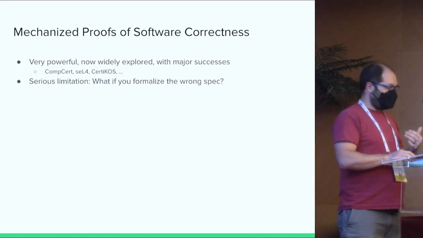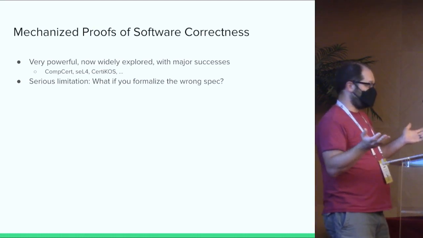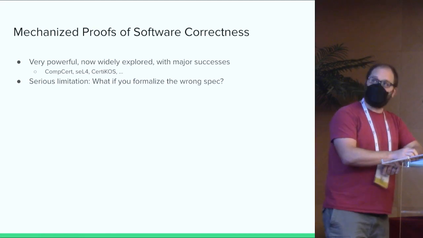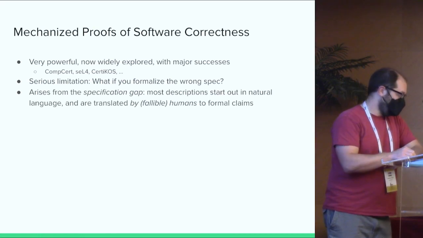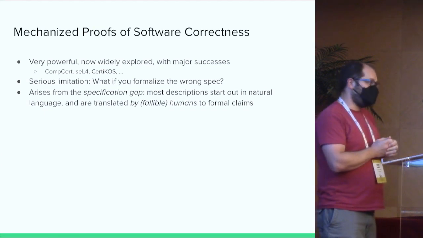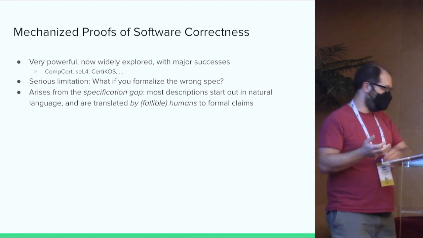But all of these share this common serious limitation, which is, what if you formalize the wrong spec? Which we do from time to time. And there have been a number of cases, both in academia and elsewhere. This arises from what we were calling the specification gap. This isn't a term we came up with, but it's not super common in the literature either.